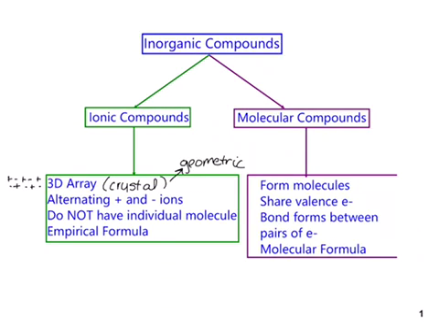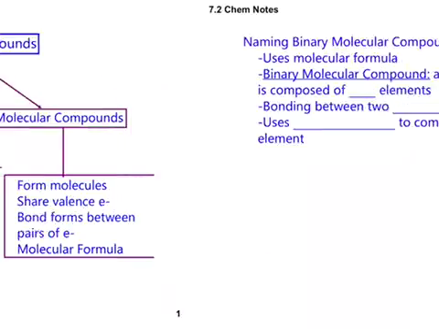Molecular compounds actually form molecules, and they share their valence electrons when they bond, and the bond will form between pairs of electrons. And here we look at their molecular formula. And so we are going to focus on how to write the molecular formulas.